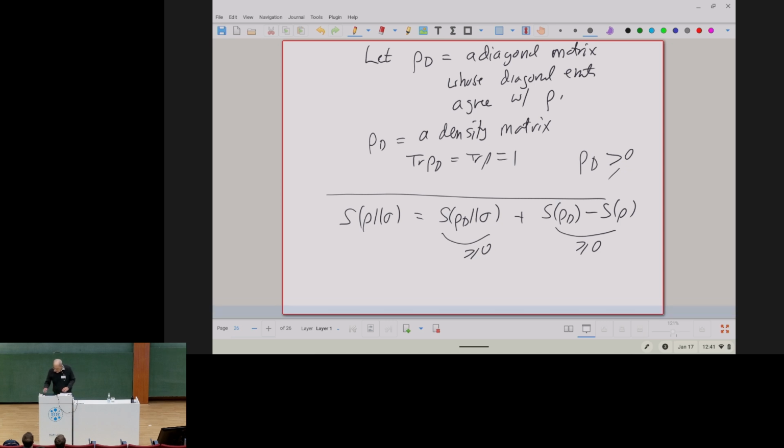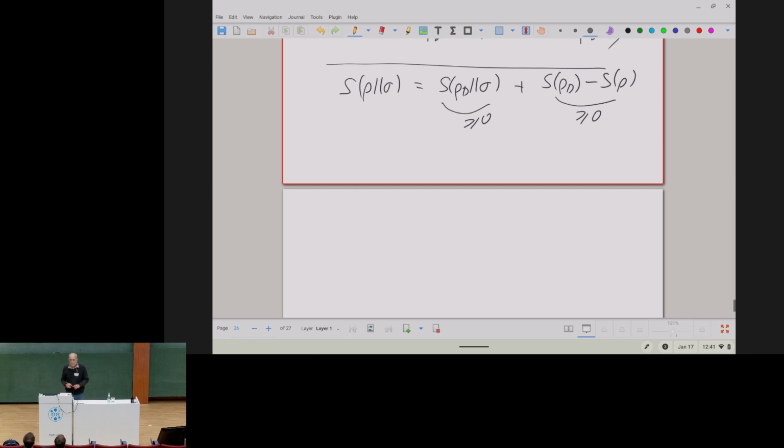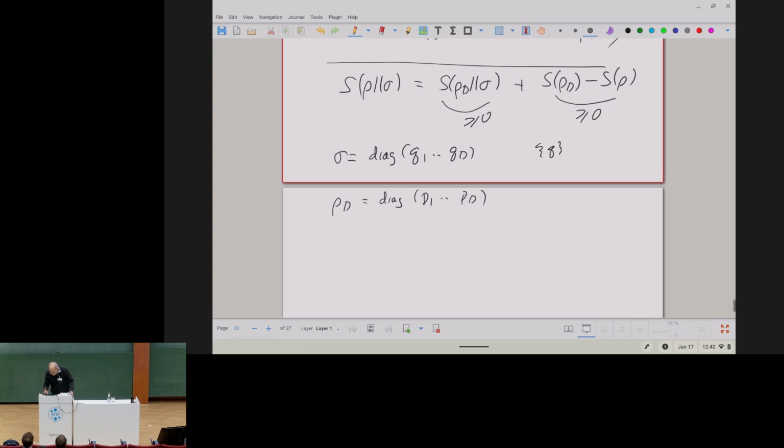So first of all, since rho d and sigma are both diagonal, let's say sigma is a diagonal matrix whose diagonal elements I'll call q1 up to qd, and rho d is a diagonal matrix whose diagonal elements I'll call p1 up to pd. So you can think of the q's and p's as probability distributions. They're non-negative and they add up to 1. So these are classical probability distributions.